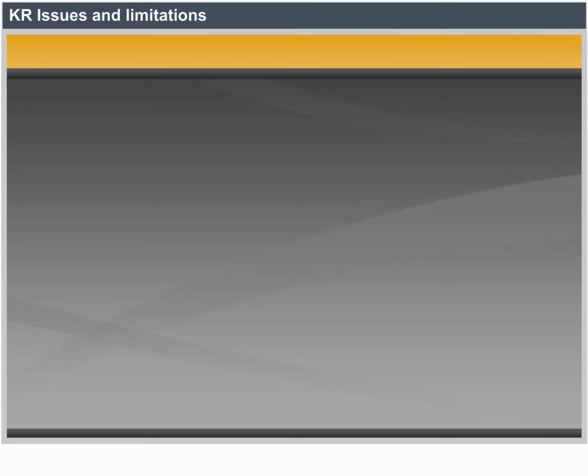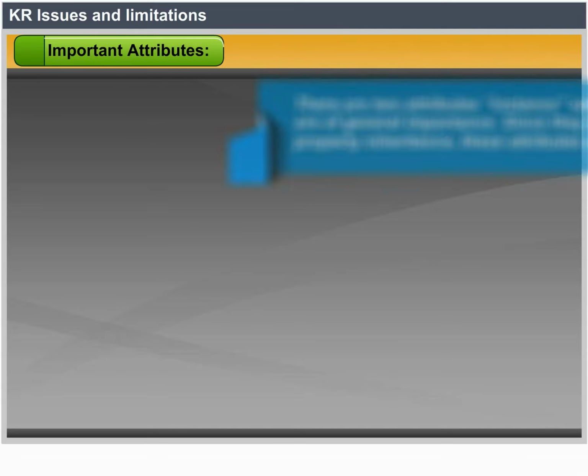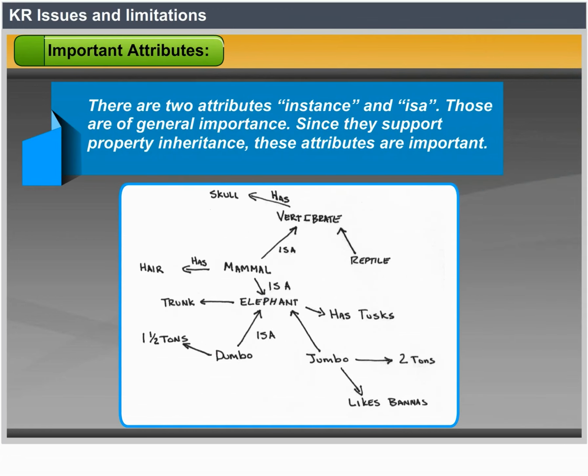KR issues and limitations. Important attributes. There are two attributes, instance and is-a. Those are of general importance, since they support property inheritance.